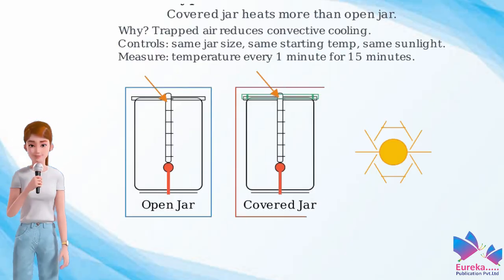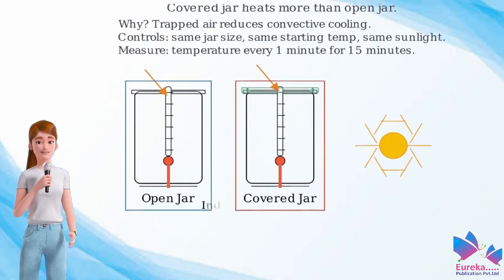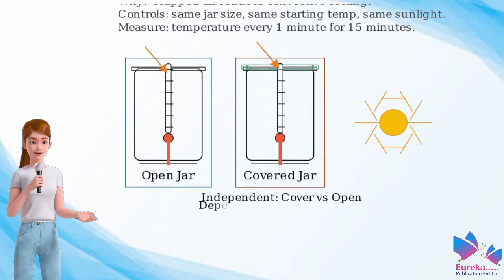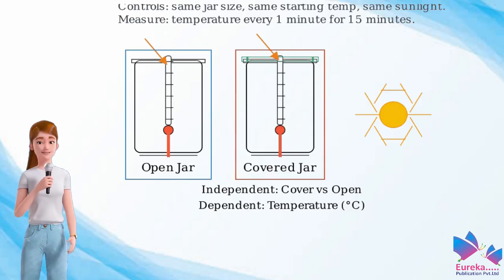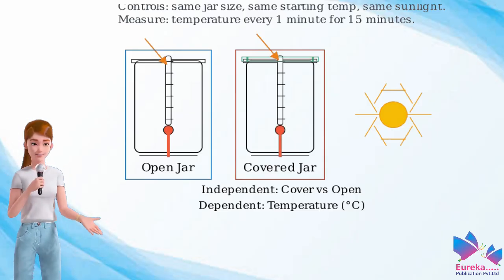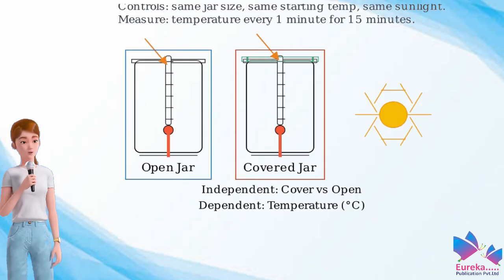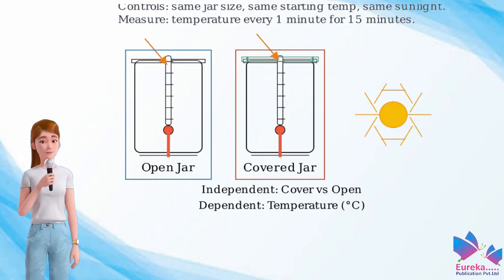Independent variable: whether the jar is covered or open. Dependent variable: the temperature reading from the thermometers. Control variables: sunlight, jar type, starting temperature, and placement. We will record temperatures once each minute for 15 minutes.